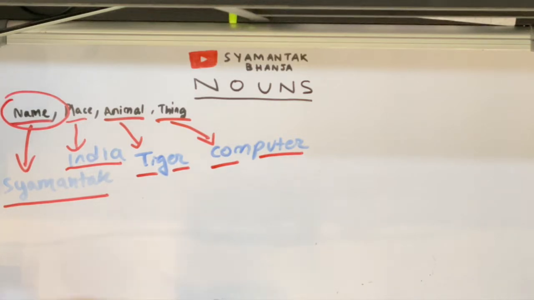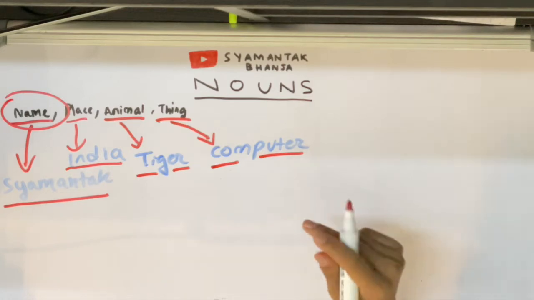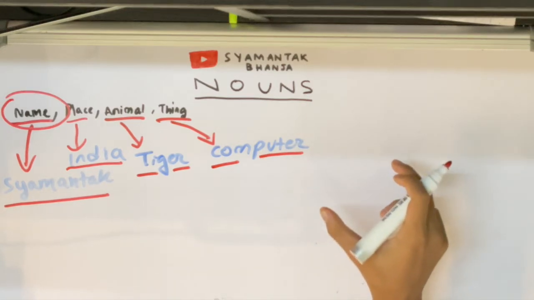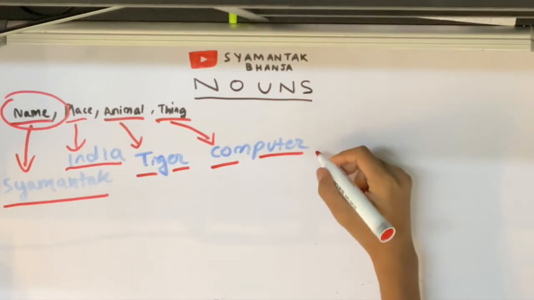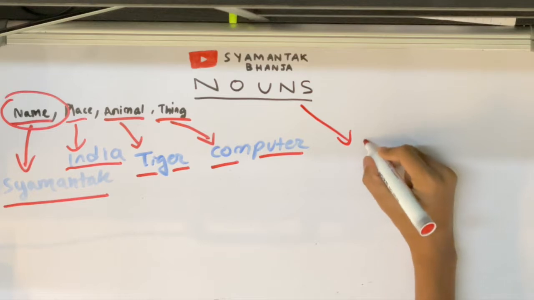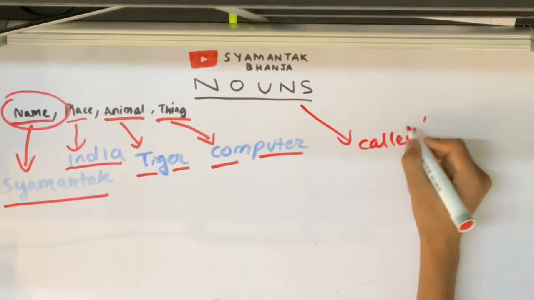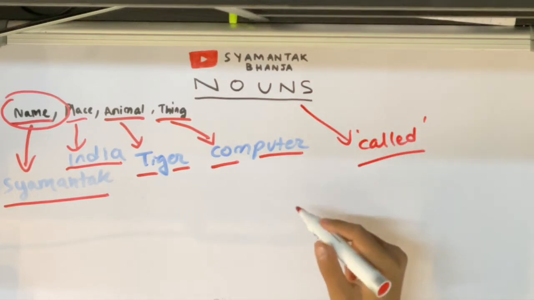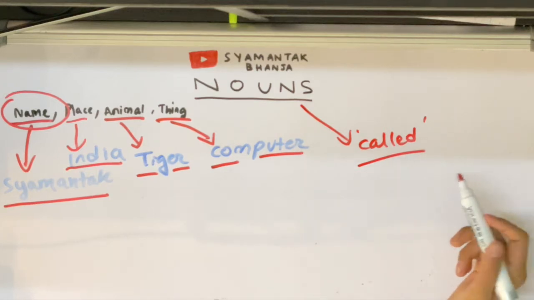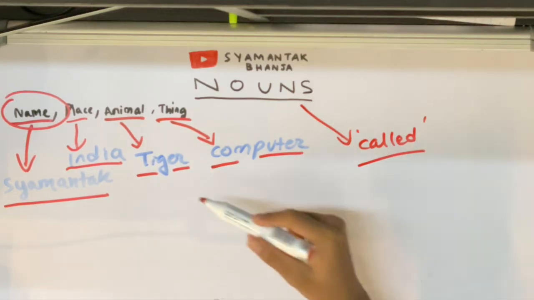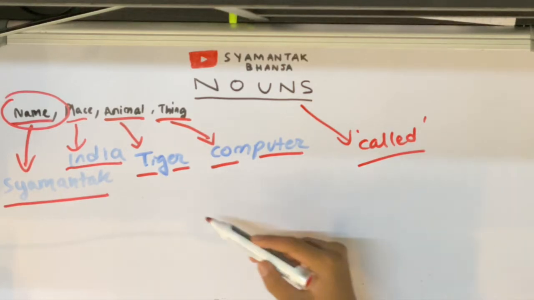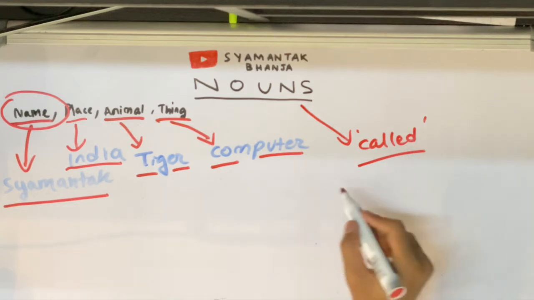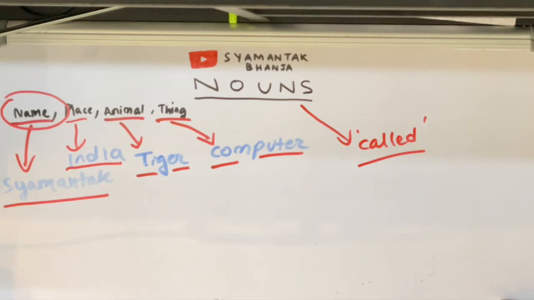And I'm going to give keywords throughout the videos. Keywords means one single word to describe a certain type of noun or noun itself. So here the keyword for noun is "called." This is the keyword. So a noun is what something is called. A person is called Syamantak, a certain place is called India. So remember this and you'll remember the basic definition of noun.